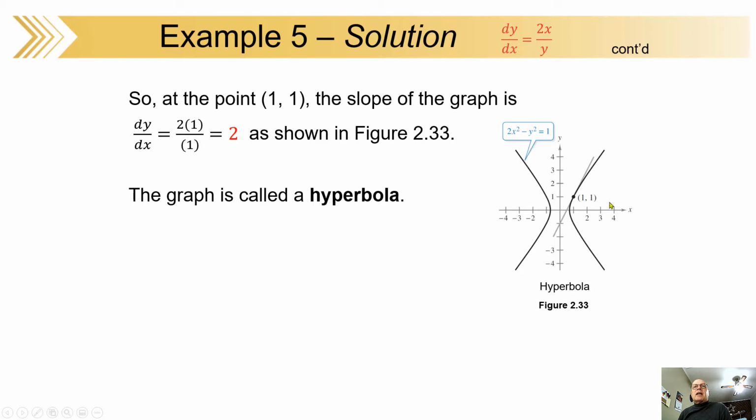Here's the graph for that equation. It's a hyperbola. Here's one of those points on that graph, and the tangent at that particular point to that graph has a slope of 2.